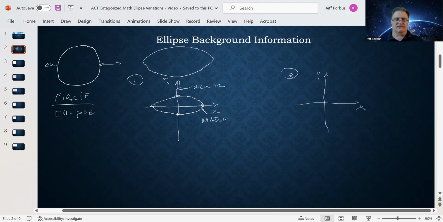Okay, so these places on the ellipse have specific names. This is A, this is negative A, this is B, this here is negative B. Now there are 2 points close to the ends that I'm going to draw with a star, and they're called C. Now these starred positions are called foci.